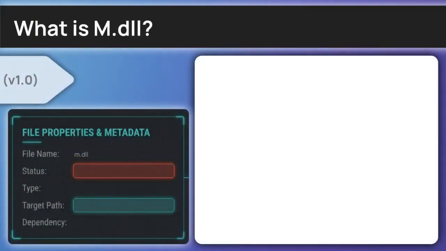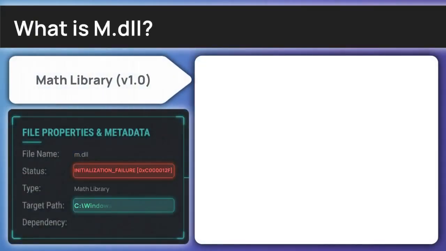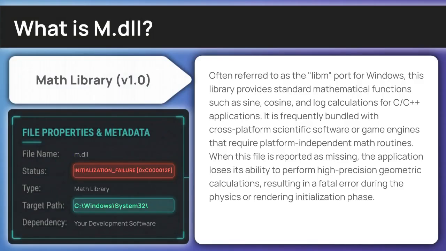This is the M.dll, often referred to as the libm port for Windows. This library provides standard mathematical functions such as sine, cosine, and log calculations for C and C++ applications. It is frequently bundled with cross-platform scientific software or game engines that require platform-independent math routines. When this file is reported as missing, the application loses its ability to perform high-precision geometric calculations, resulting in a fatal error during the physics or rendering initialization phase.